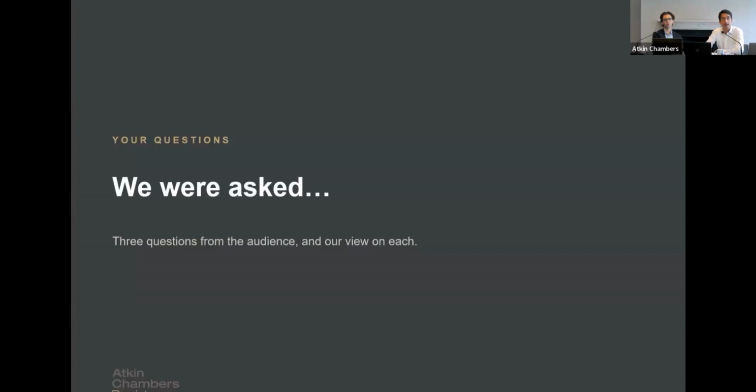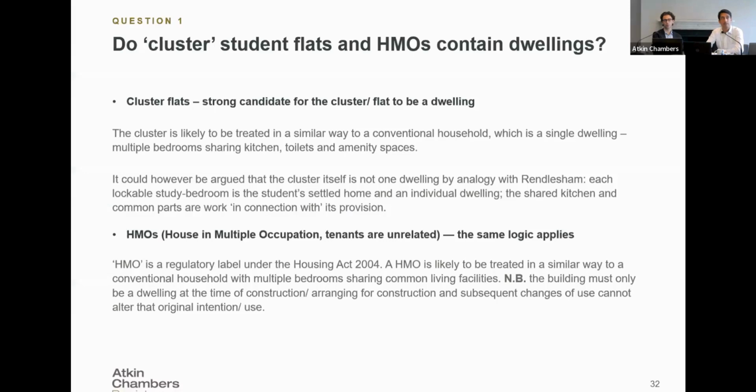So that concludes our game. We are now going to consider some of the questions that were asked prior to the talk and then go on to some questions in the Q&A chat. So the first question is about cluster student flats and HMOs, which Nick is going to address.